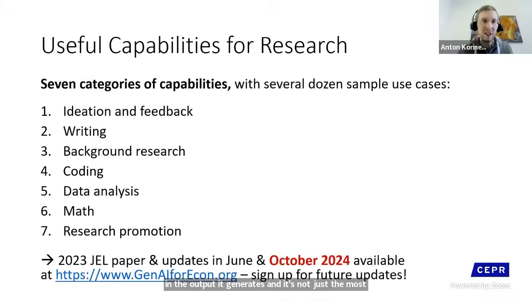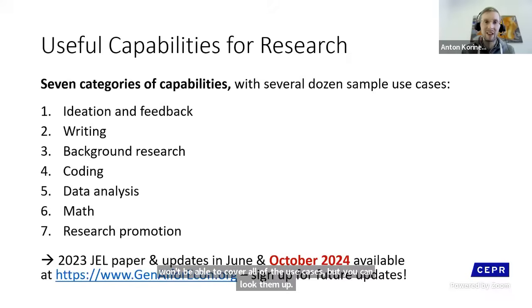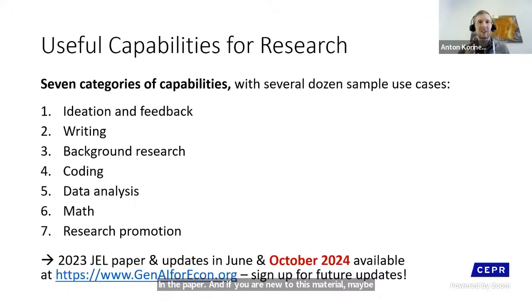All right. So I'll show you 7 different categories of capabilities now. And I will go through a couple of tangible use cases. I won't be able to cover all of the use cases, but you can look them up in the paper. And if you are new to this material, maybe it's useful to just browse through the paper and get a sense of what people are doing to take advantage of these generative AI tools.